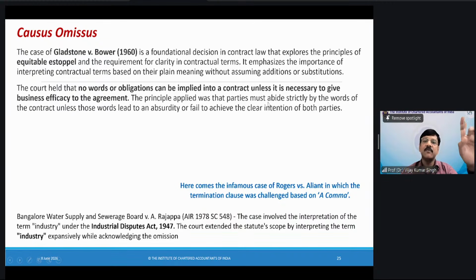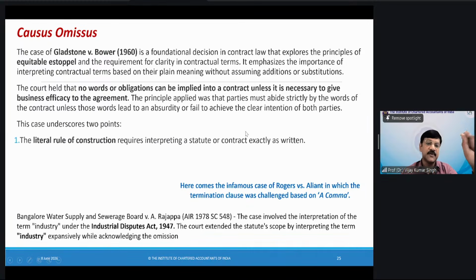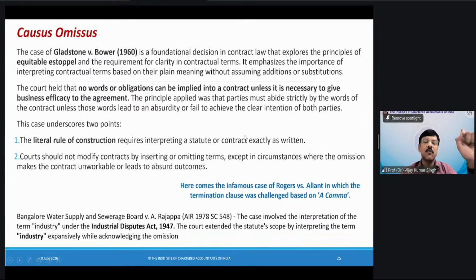So the principle applied was that parties must abide strictly by the words of the contract unless those words lead to absurdity. Now, this specific case basically underscores 2 points. The first one, that the literal rule of construction requires interpreting a statute or contract exactly as it is written. Second, the court should not modify contracts by inserting or omitting terms, except in circumstances where omission makes the contract unworkable. But I have seen that courts don't interfere with contract even if it is unworkable many a times.